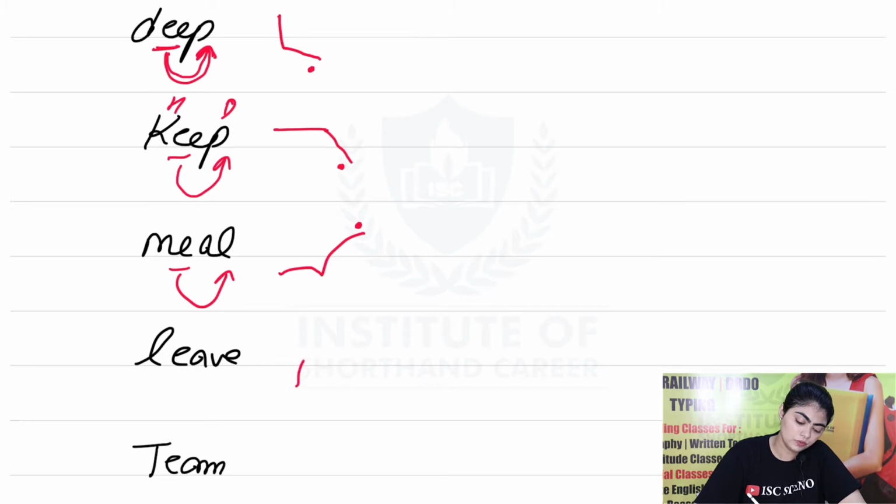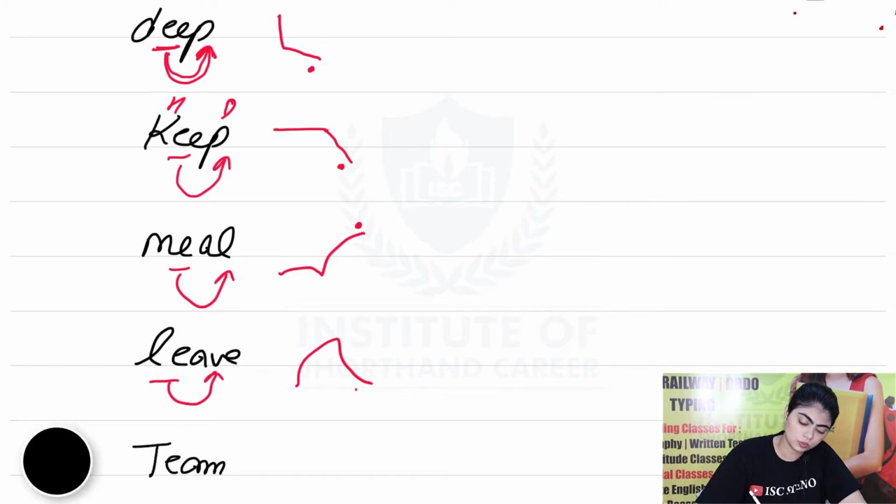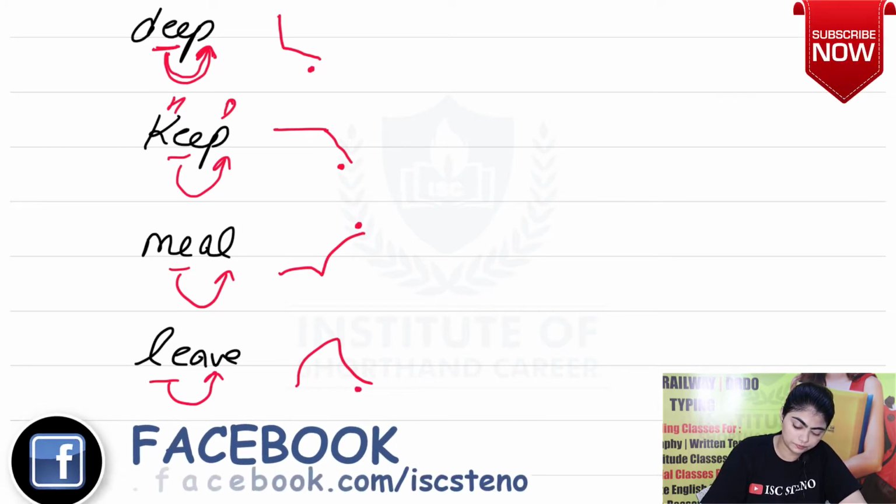Next is leave. L and V. E is coming where? On the V's third position and before V. So it's placed over here. Leave.